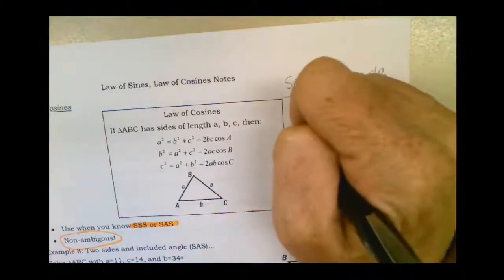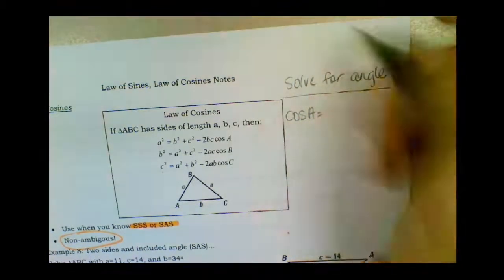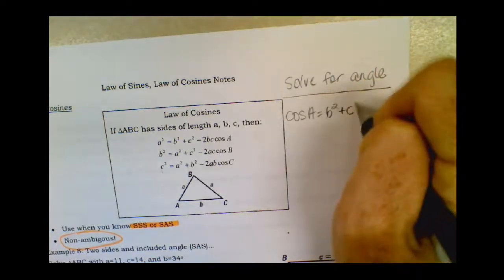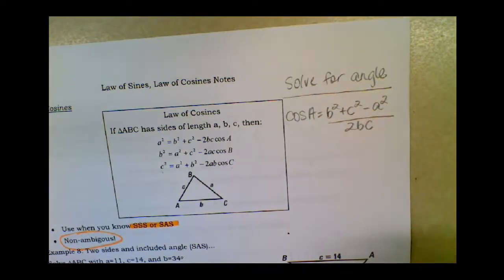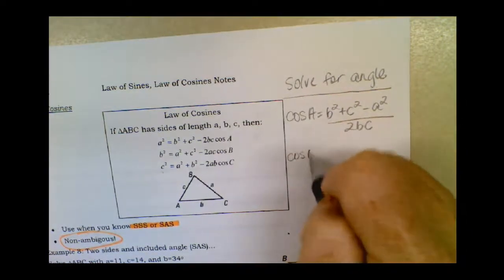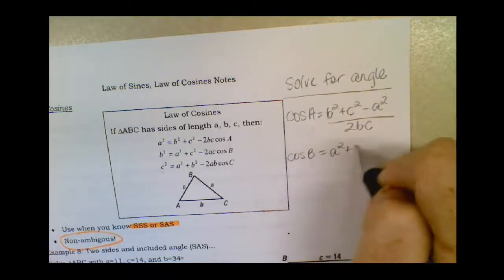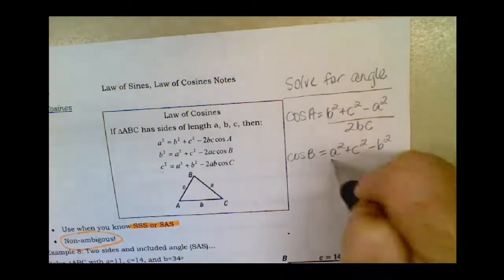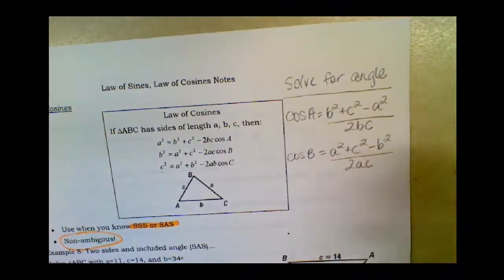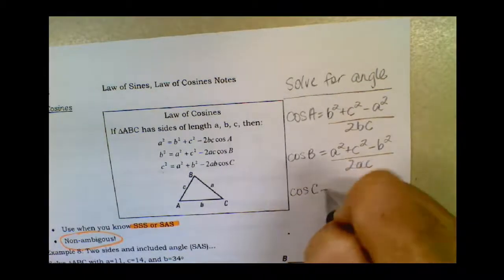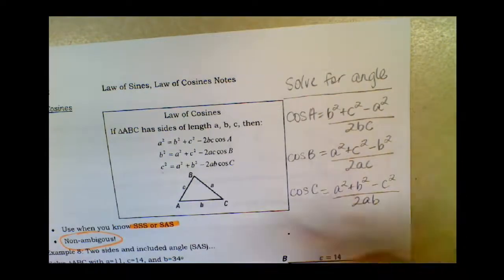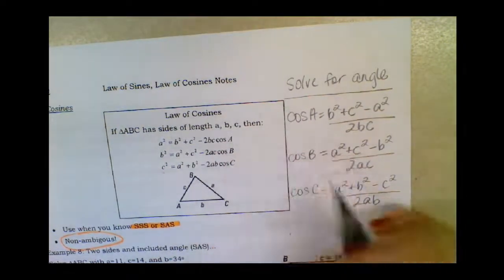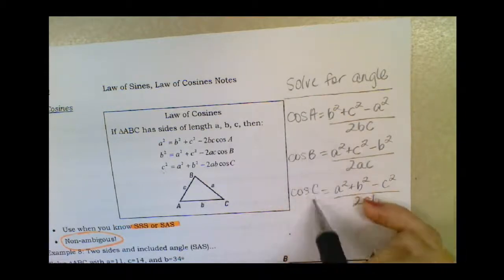So once you do that, cosine of A equals B squared plus C squared minus A squared, all over 2bc. Cosine of B would equal A squared plus C squared minus B squared all over 2ac. And cosine of C equals A squared plus B squared minus C squared over 2ab. So these are exactly the same formulas, just rewritten to isolate the cosine of the given angles.